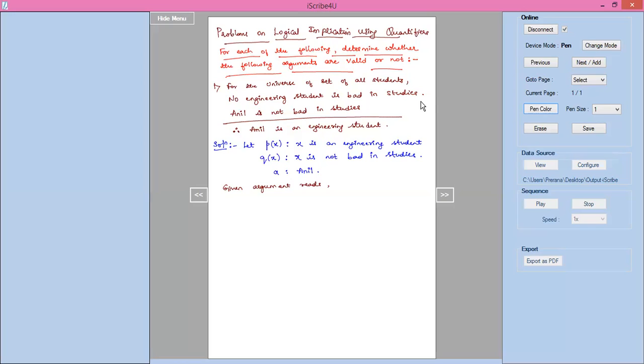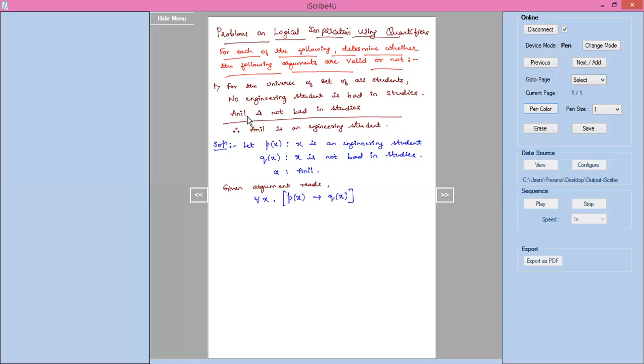So it can be written in symbolic form as, for every X, P of X conditional Q of X. So if P then Q. If P then Q means if X is an engineering student, then X is not bad in studies. This is the same as reading no engineering student is bad in studies. So this is the first statement in the form of if and then.